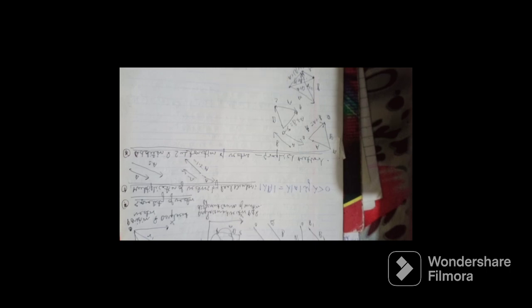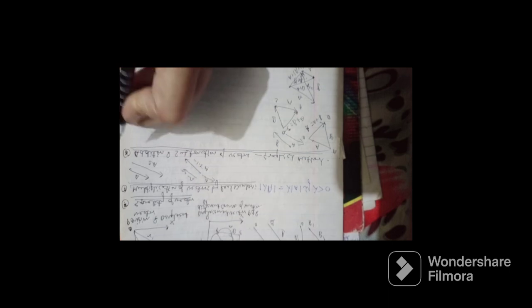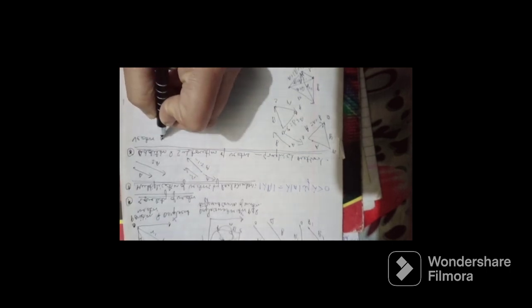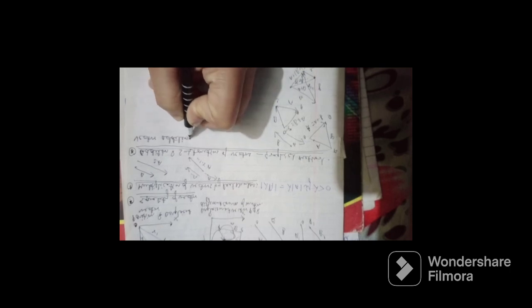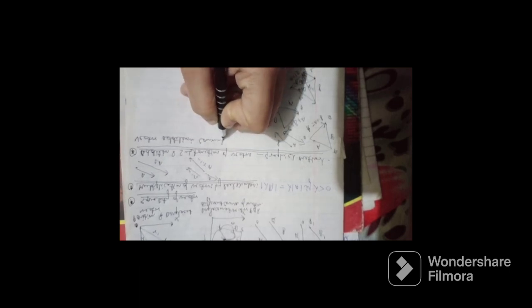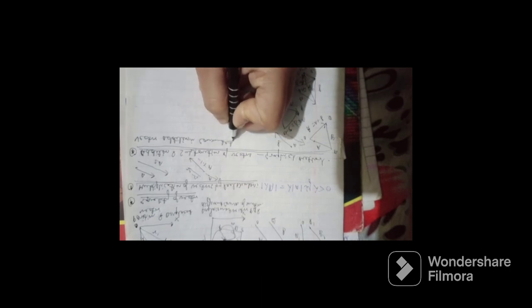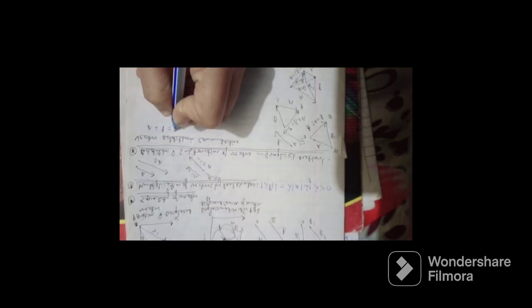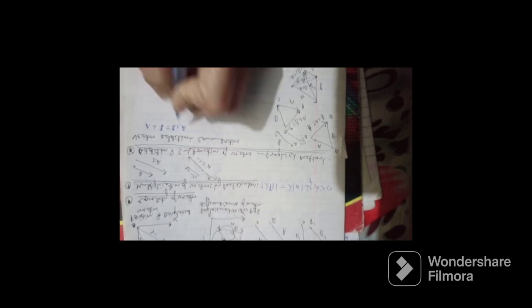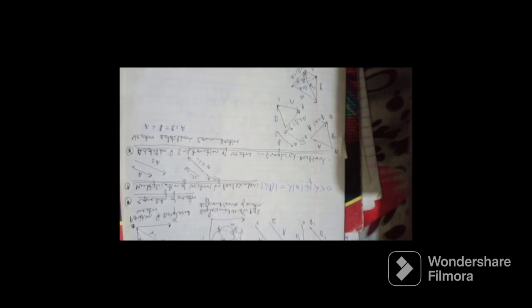Now, vector addition is commutative, so it will be in the form A plus B equals B plus A. Okay, then we'll discuss another one, which is as follows, and that is another way.